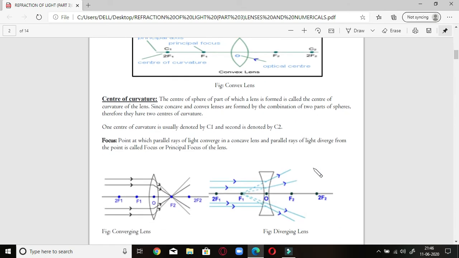Now let us see what about it. Center of curvature: the center of the sphere, a part of which a lens is formed, is the center of curvature of the lens. Since concave and convex lenses are formed by the combination of two parts of spheres, they have two centers of curvature. One center of curvature is usually denoted by C1 and the second by C2. The next important term is focus: the point at which parallel rays of light converge in a convex lens, or diverge in a concave lens, is known as the focus, right?